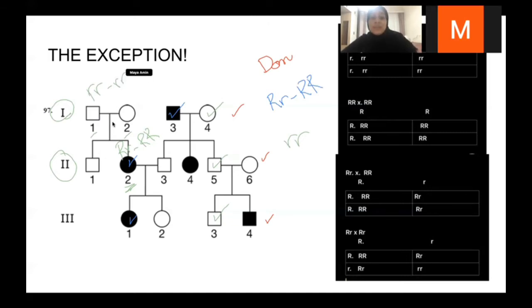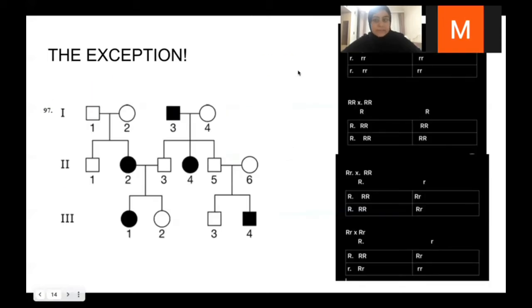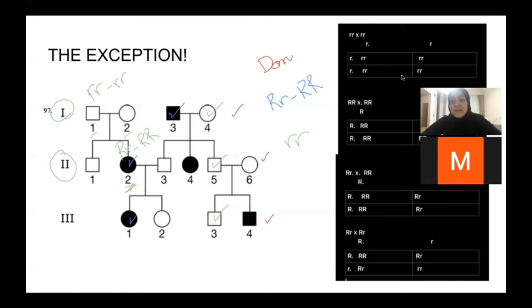Yes, so is it possible that two recessive parents get a dominant kid? Let's see here. Here there are two recessive parents crossed in this Punnett square, and they got 100% recessive kids. So this cannot be applied here. This means that two recessive parents cannot get a dominant kid. This means that this trait is not dominant.